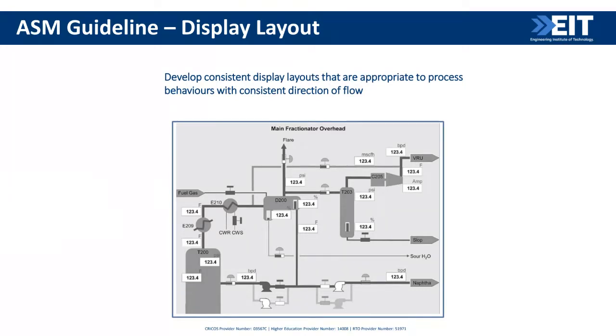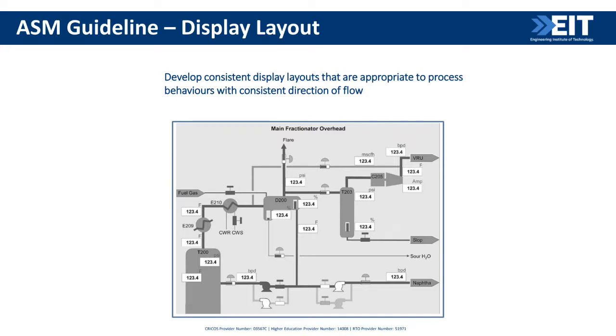Okay, so the next guideline is about the design layout: develop consistent display layouts that are appropriate to process behaviors, with consistent direction of flow. The consistent direction of flow is a very critical one, right? If you have a display that has flows coming from left, right, top, bottom, top left corner, top right corner, it will confuse the operators to a great extent, especially when he's looking at the display during an abnormal situation, trying to bring it within control. It's not going to help him at all.